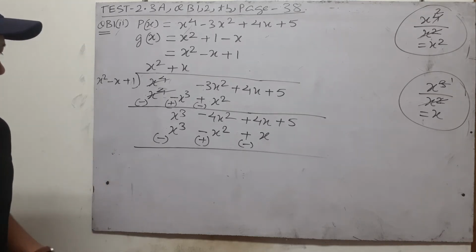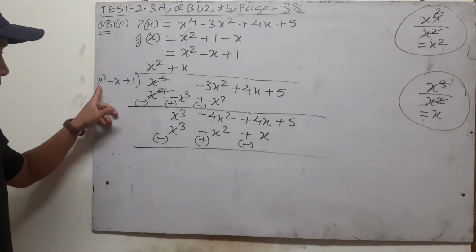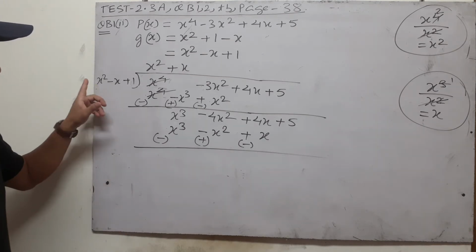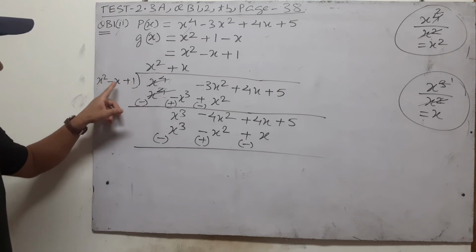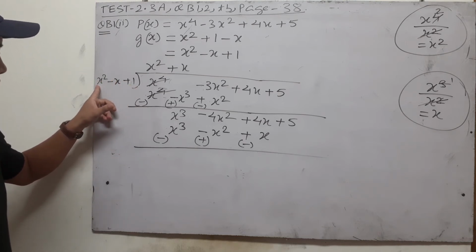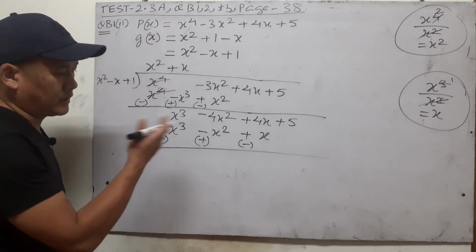Now we have to continue dividing till the highest degree term of the remainder becomes lower than the highest degree term of the divisor. The degree of the divisor, x squared minus x plus 1, is 2, since the highest power is 2. So till the remainder becomes lower than degree 2, we continue. Still it is higher, see x cubed, so we continue.